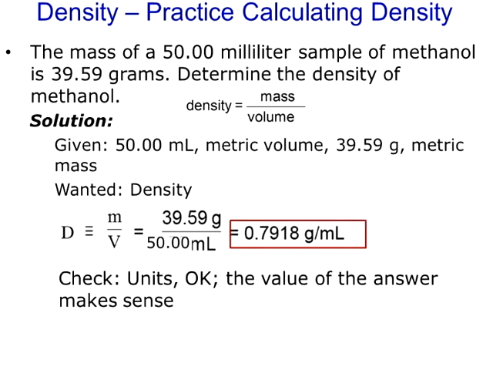So let's practice calculating density. Here's the problem. The mass of a 50.00 milliliter sample of methanol is 39.59 grams. Determine the density of methanol. Note that the formula for density is mass over volume, mass per volume. So we have the given of 50 mils, actually 50.00 mils. We have 39.59 gram.